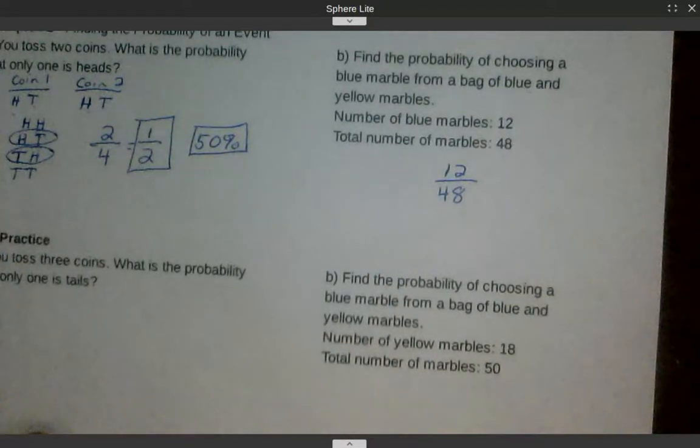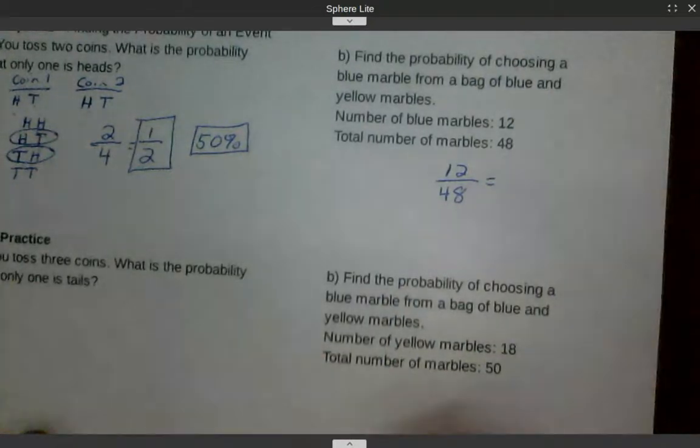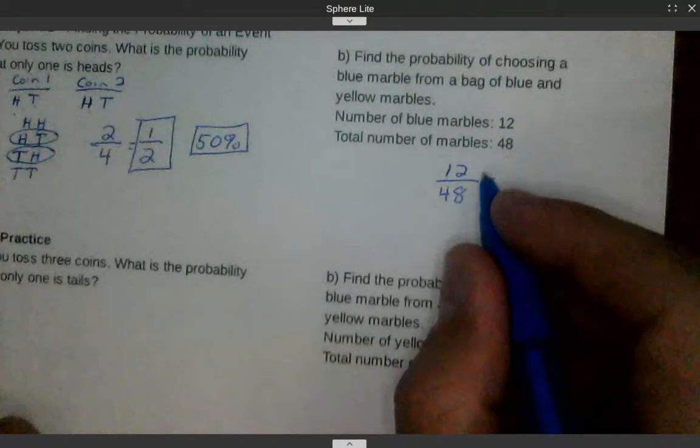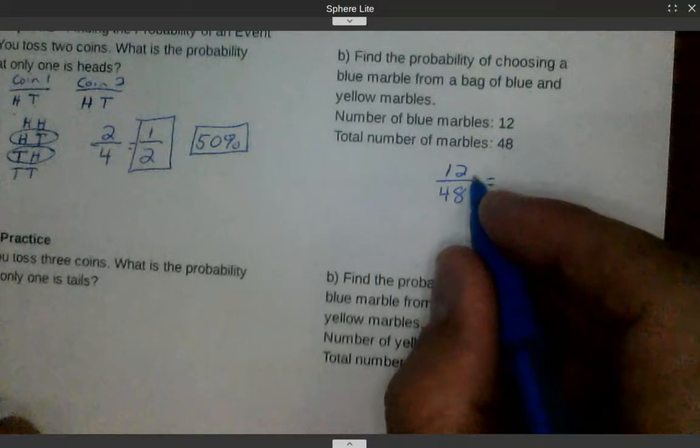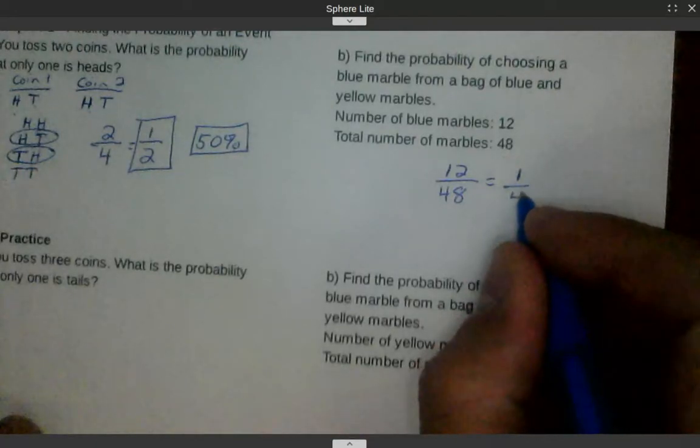I always want to simplify my fractions, so I have to figure out how many times 12 goes into 48. So 12 goes into, I know 12 times 2 is 24. I know 12 times 3 is 36. And I know 12 times 4 is 48. So this will be 1/4.